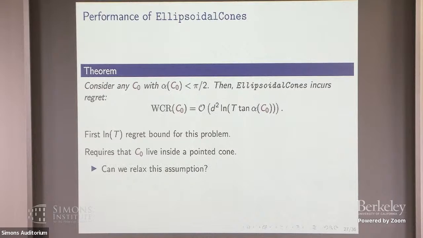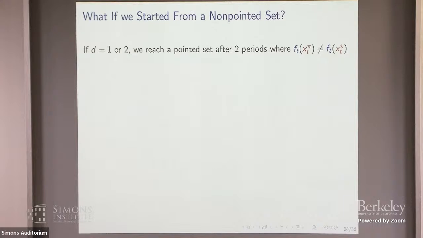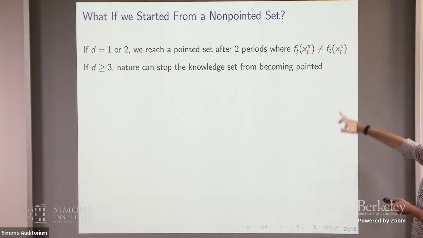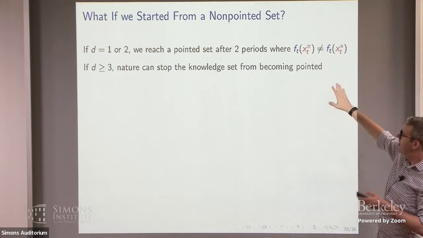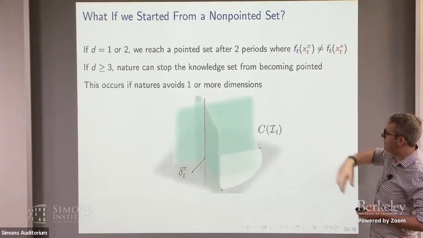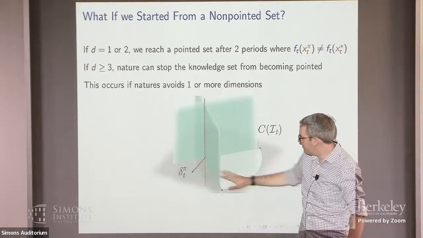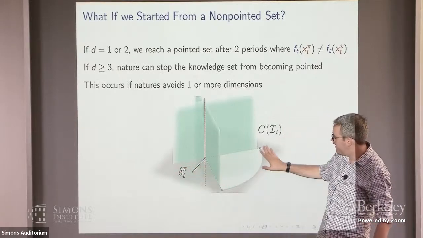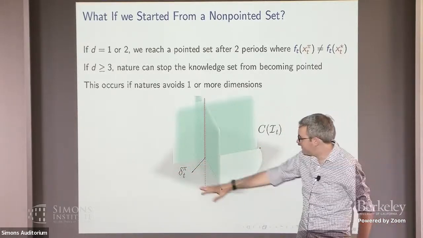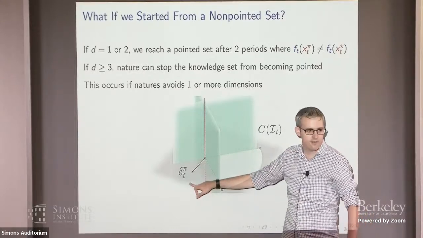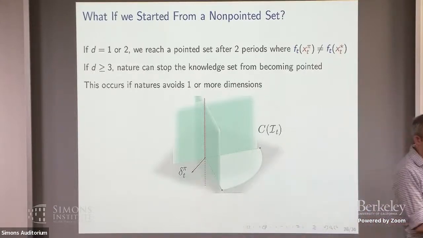Now the question is, can we relax this? That's what we're going to do next. So if we start from a non-pointed set, what happens here? If I have lots of dimensions, nature can play a game with me. And what is a game that nature can play? Nature can ignore one of the dimensions. So let's say I have 3 dimensions. Nature only plays in these 2 dimensions, so it only gives me information in those dimensions. So I never learn anything about the vertical dimension. So I never get a pointed set.